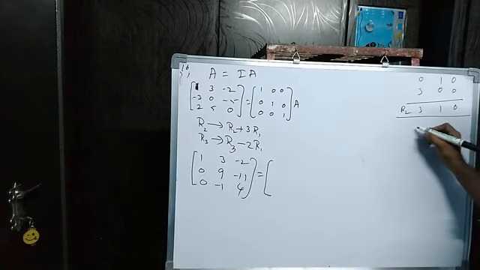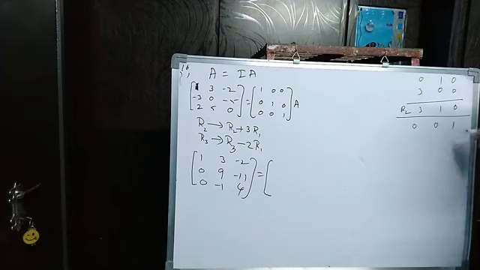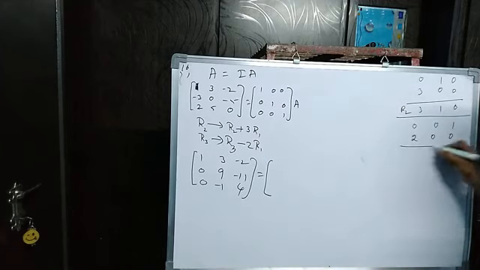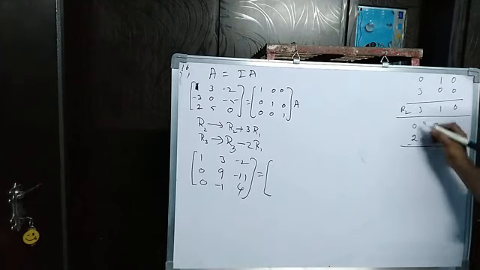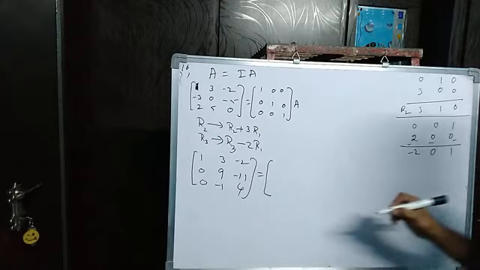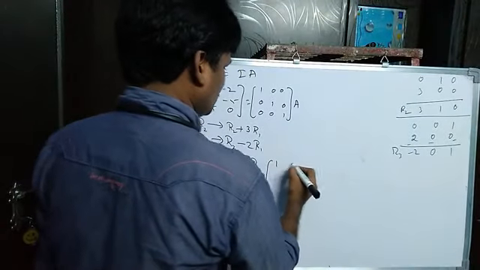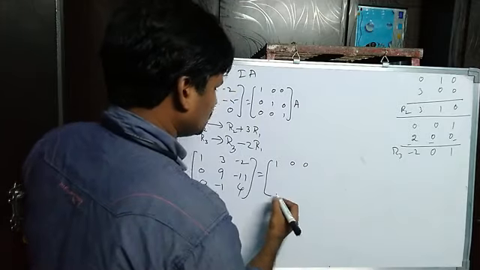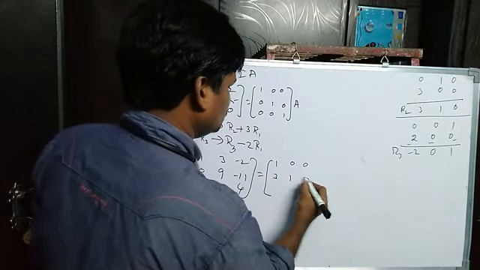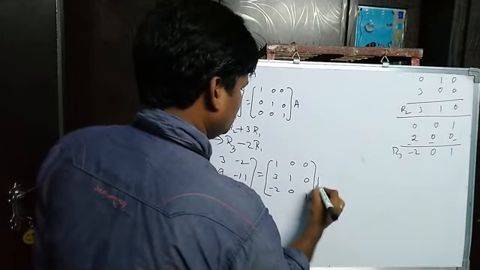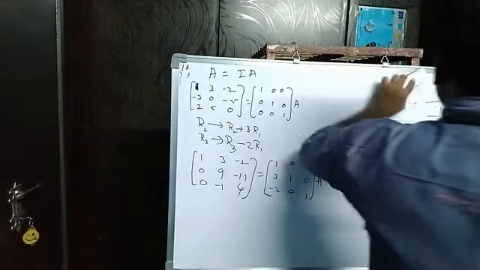Next, R3. R3 changes to R3 minus 2R1. R3 means 0, 0, 1. 2 into R1: 2 into 1 means 2, 0, 0. What we have to do? Subtraction. 0 minus 2, minus 2, 0, 1. Okay, this is R3. R1 same as it is: 1, 0, 0. What is R2 here? 3, 1, 0. Next, minus 2, 0, 1. Clear? Yes.